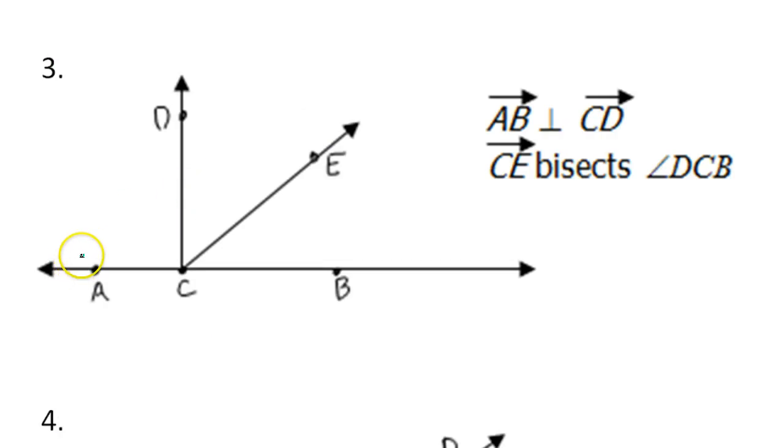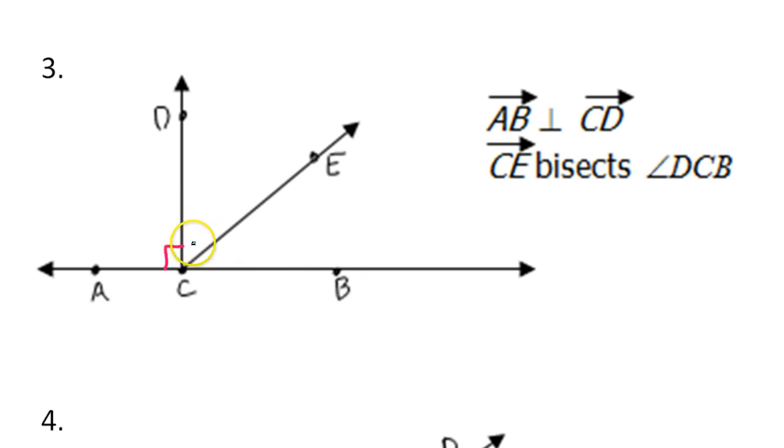Okay, number 3. Let's see what we have. Ray AB, which is right here on the bottom, is perpendicular to ray CD, which is right here. So that means what we have here is a 90-degree angle. Good to know. Furthermore, ray CE bisects angle DCB.